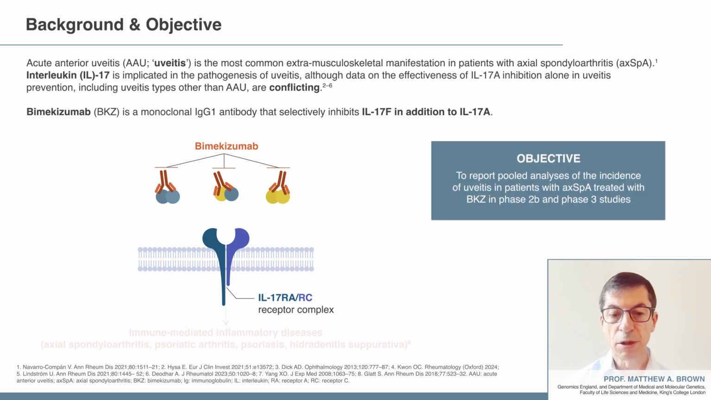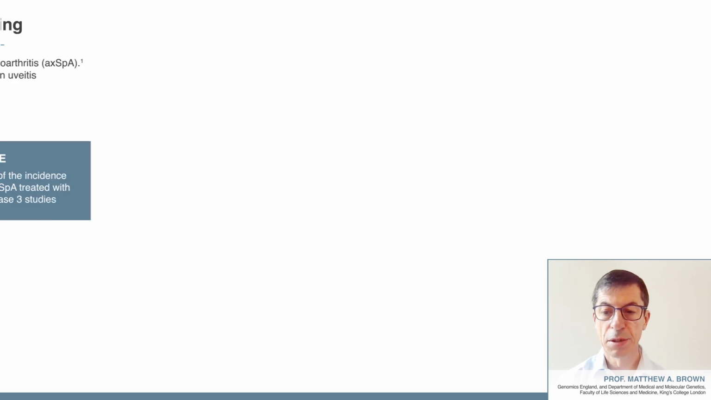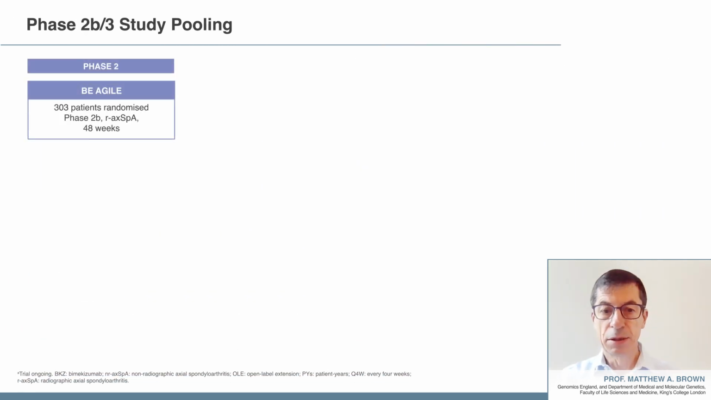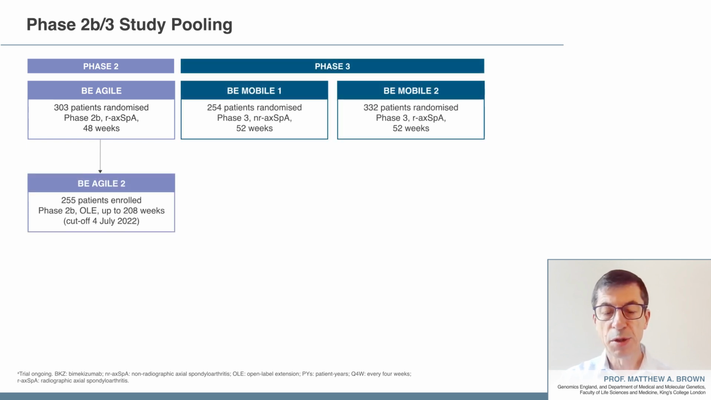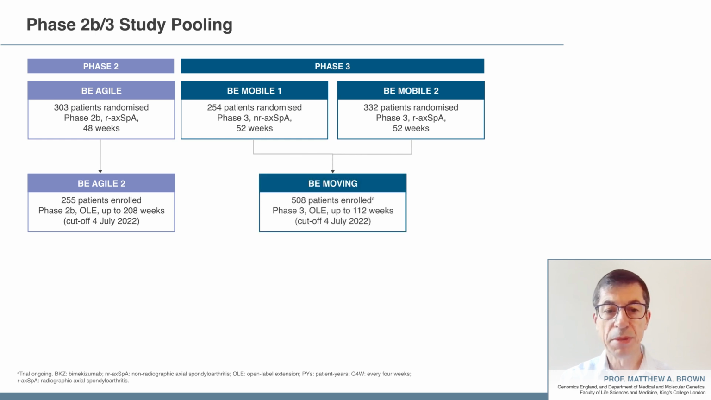In this video and corresponding manuscript, we present pooled analyses of the incidence of uveitis in patients with axSpA treated with Bimekizumab in phase 2b and 3 studies. Analyses included the phase 2b Agiile trial and its open label extension, and the phase 3 trials Bimobile 1, Bimobile 2, and their open label extension Bimoving.